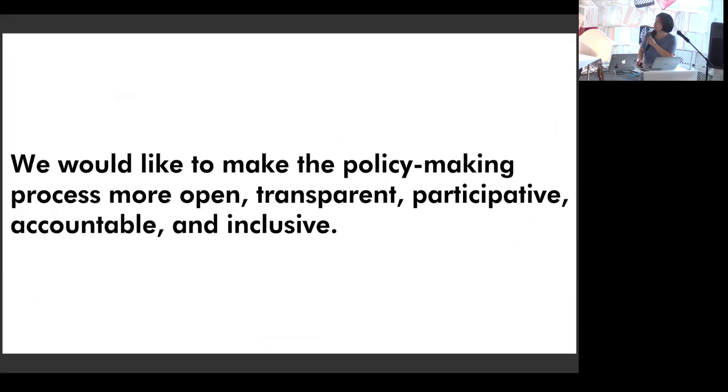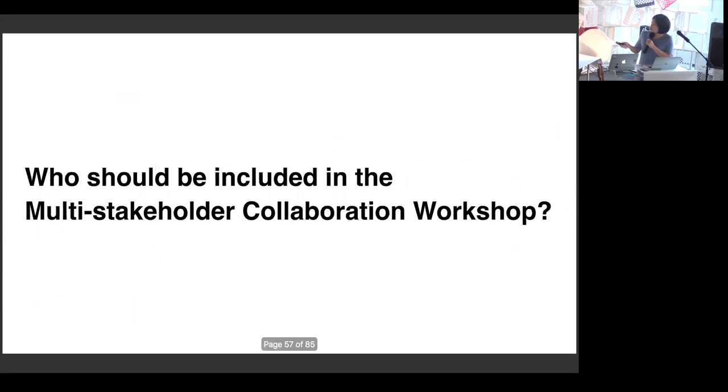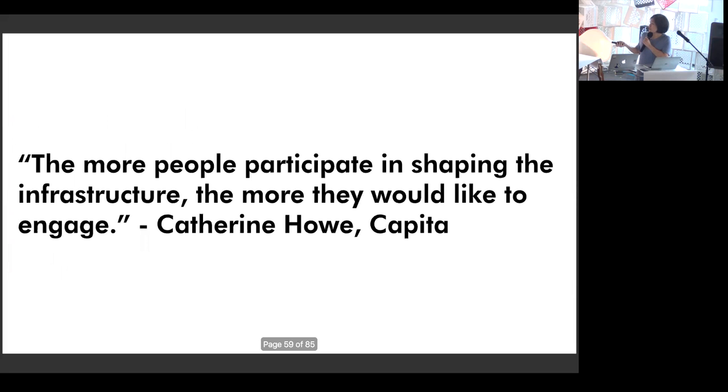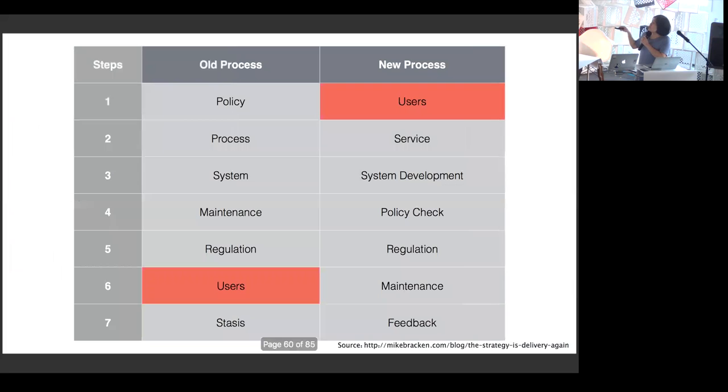And we would like to make the policymaking process more open, transparent, participative, accountable, and inclusive. And who should be included in the multi-stakeholder collaboration workshop? As I mentioned before, during the case study, we usually identify different people like policymakers, service providers, end users, experts, different organizations that really care about this issue, and also maybe corporates that actually have a role in this topic. And the more people participate in shaping the infrastructure, the more they would like to engage.